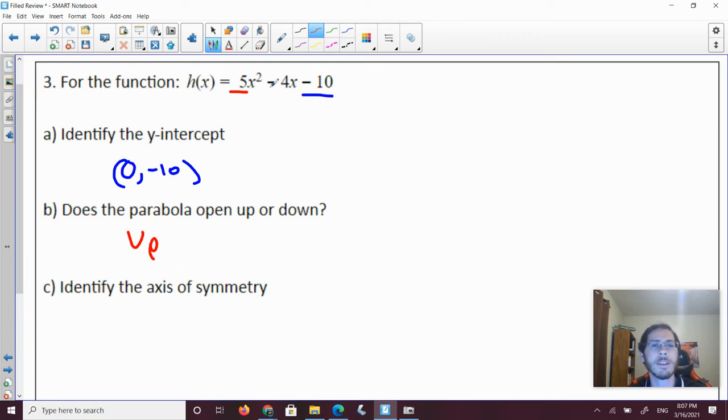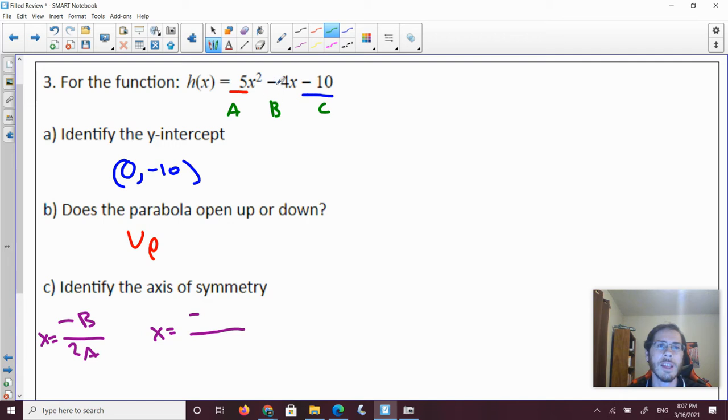Next, it says identify the axis of symmetry. Well, we can't find that just by looking at standard form like we could with the vertex form from the last question. So we've got to use the equation negative b over 2a. Remember, in standard form, the first number is a, the second number is b, and the last number is c. So when we plug them in, we get the negative sign from the formula.